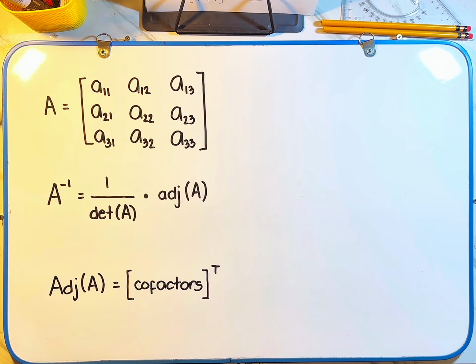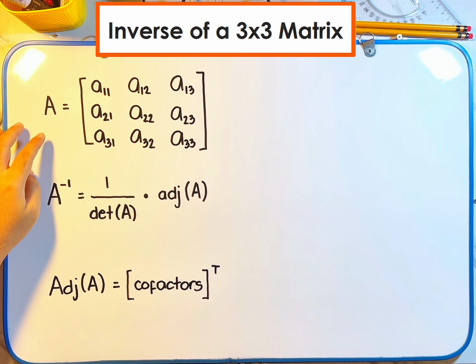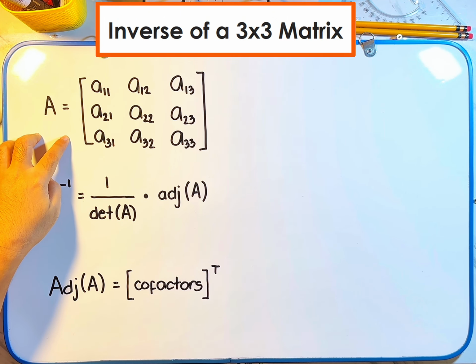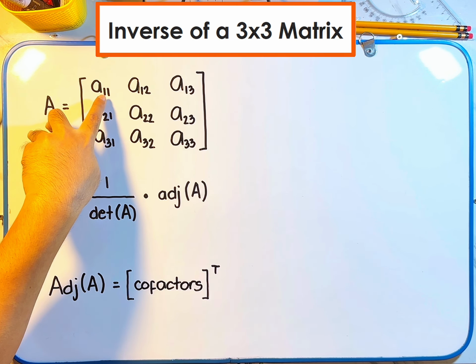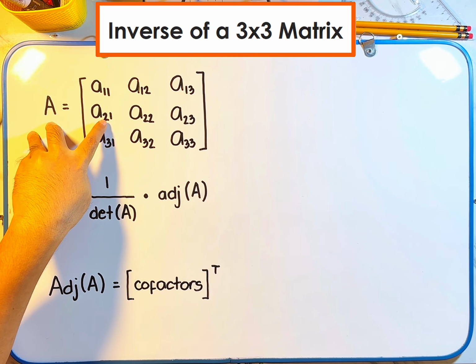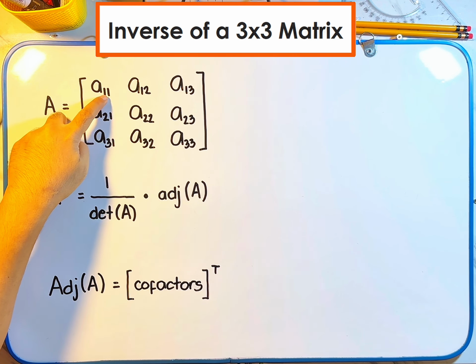Hello, in this video let us discuss the inverse of a 3 by 3 matrix. Let's say we have this 3 by 3 matrix right here and we have the elements inside. Don't get confused, the subscripts only refer to the rows and columns of the elements. For example, A11 means the element in the first row, first column. First row, second column, first row, third column, and that's it.